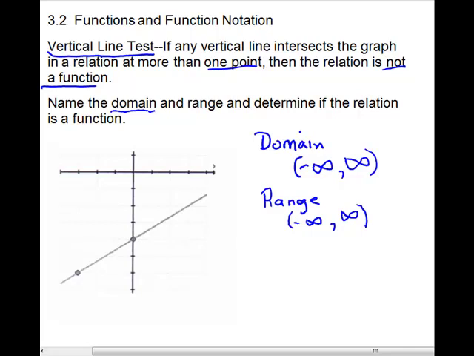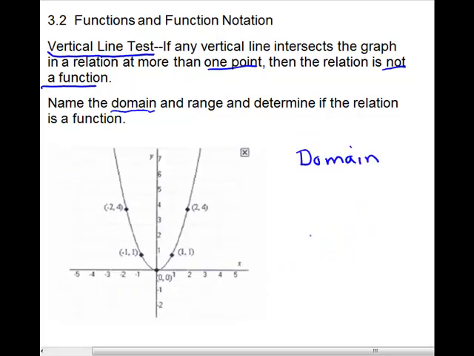To determine if it's a function, let's see if there's any place on this graph where we can draw a vertical line and it would hit more than one point. And there is not. We can try all these different places, but it's only going to pass through that line one time. So this one is a function. x does not repeat.